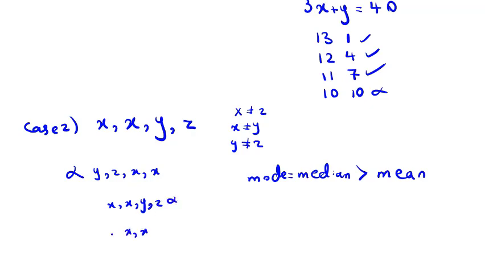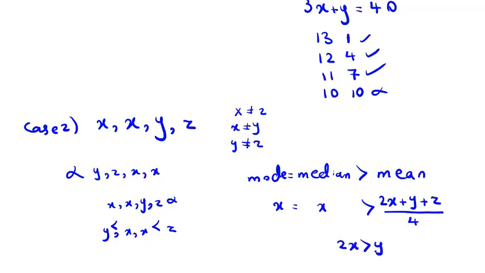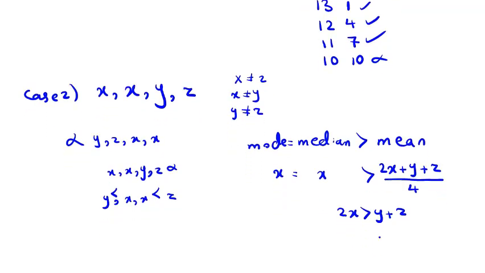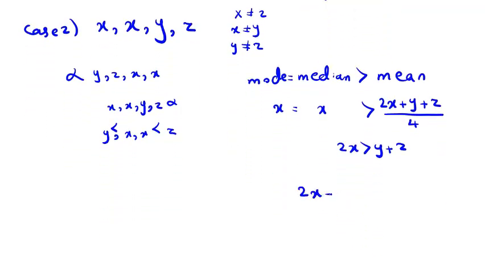So we can say one of them is less than this, one of them is greater than this. Without loss of generality, y is less than x, x is less than z. Now here, mode is x, median is x, and it's greater than mean. So x plus 2x plus y plus z over 4. So 4x, you can simplify, 2x is greater than y plus z.